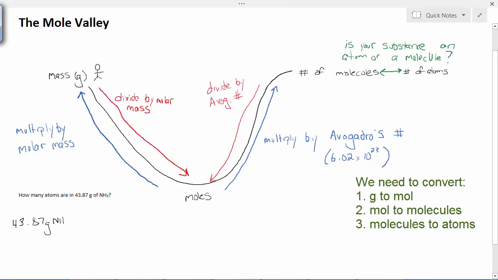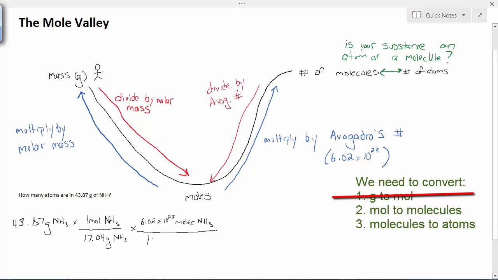I'm going to have to go from mass to moles, and then from moles to molecules. That gets me down the hill, back up the hill, and then I have to go between atoms because ammonia is a molecule that's made up of 4 atoms. So 43.87 grams of ammonia times 1 mole of ammonia divided by 17.04 grams of ammonia, that's the molar mass of ammonia. I'm going to multiply that by Avogadro's number to get back up the hill.